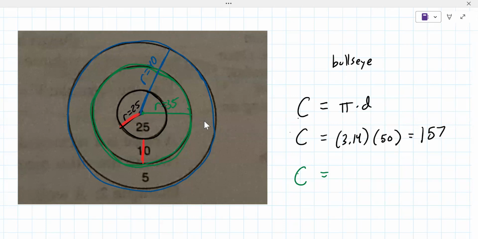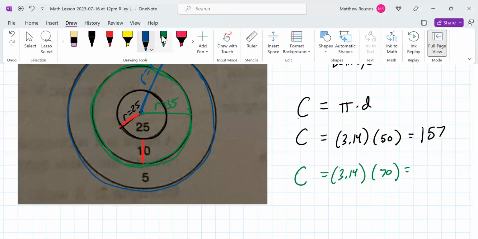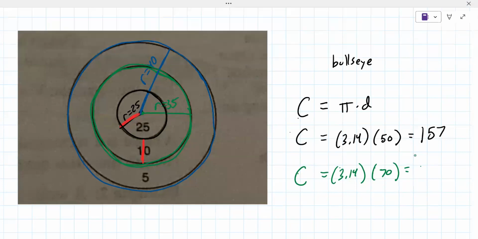110.25. Okay, what did you use for the diameter? 35. But that's the radius. Radius is 35. So what is the diameter? 70. Good. Yeah, so those are the right numbers. What does that become? 219.8. Okay, so maybe 220.